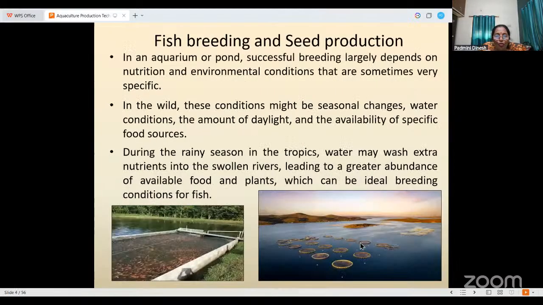Okay, coming to fish breeding and seed production. So now that you have understood what topics you're going to talk about in aquaculture, how you're going to breed them and how you're going to get the seed production. When I'm talking about seed production, I'm not talking about the seeds of the plant, but the eggs of the fish.